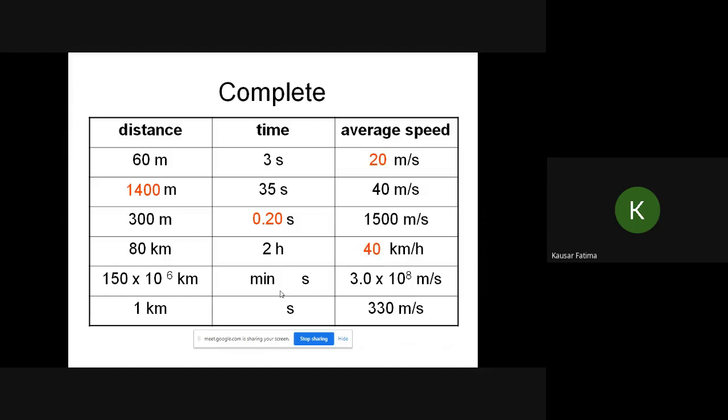This is kilometer per hour, and this is a bit difficult. The time is given in minutes and seconds. 8 minutes and 20 seconds. So 8 minutes can be converted into seconds if you multiply this by 60 and add it to the remaining 20 seconds. So answer will come in seconds. And kilometer you can convert into meter. So answer will be this. And this is the last one.